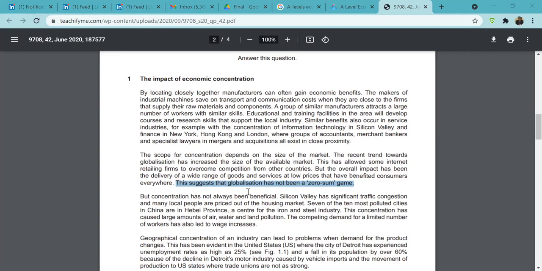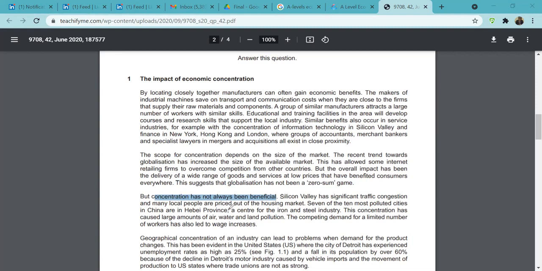Okay. But concentration has not always been beneficial. Initially it talked about the benefits of concentration, and now it's saying that concentration has not always been beneficial. Silicon Valley has significant traffic congestion, and many local people are priced out of the housing market. Now, what does it mean to be priced out?